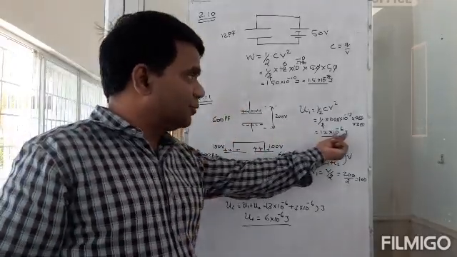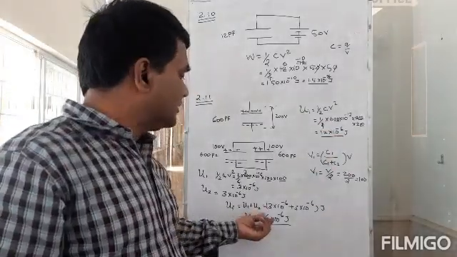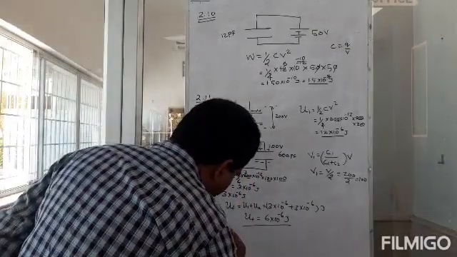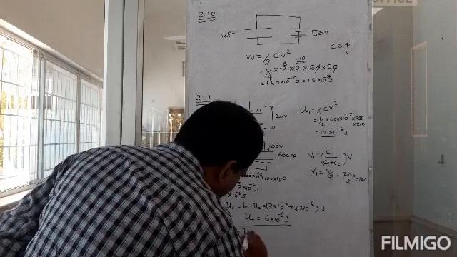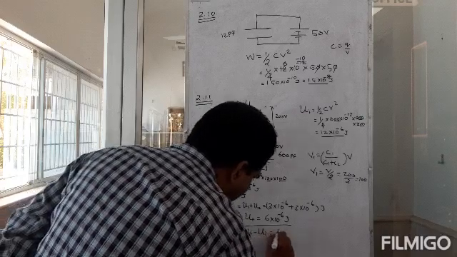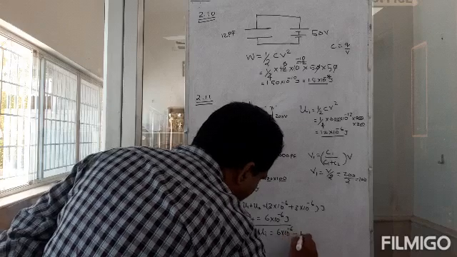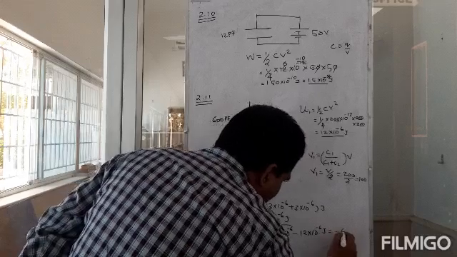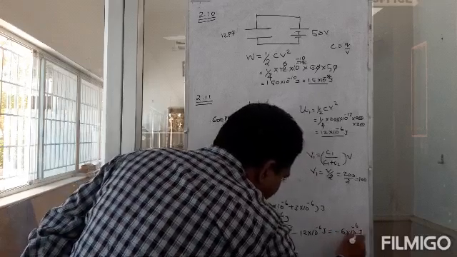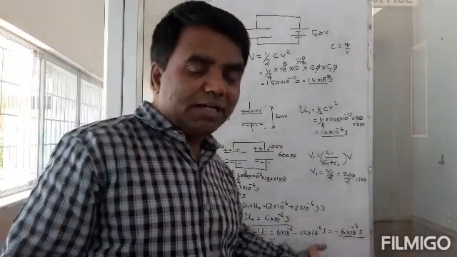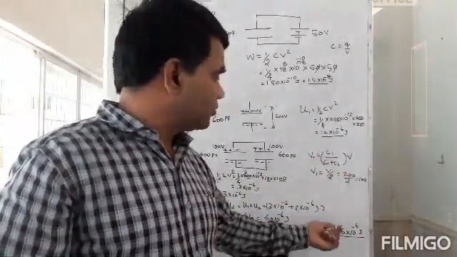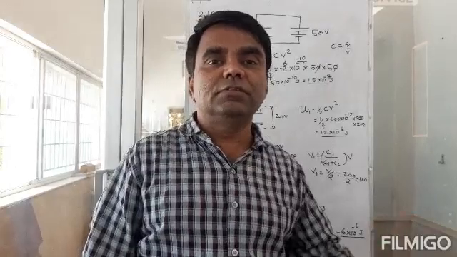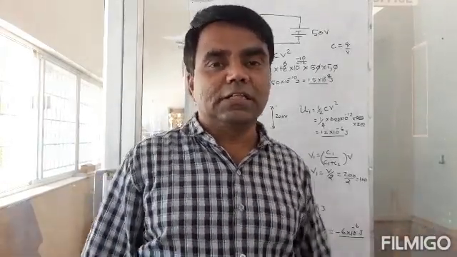So the original energy was 12 into 10 power minus 6 joules, so 12 microjoules, but now you have only 6 microjoules in the capacitor. So 6 microjoules is lost. So the loss in energy is equal to UF minus UI, which is 6 into 10 power minus 6 joules minus 12 into 10 power minus 6 joules. So that is equal to minus 6 into 10 power minus 6 joules. When you say minus, it means you have lost energy, you have not gained energy. So this amount of energy has been lost by way of heat and electromagnetic radiation.